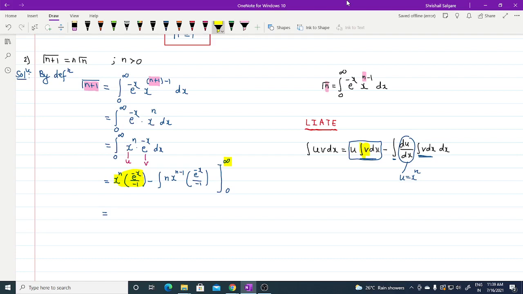Okay. So why are we getting 0? Because we have just seen that the value of e to the power minus infinity is 0. So when you substitute this infinity here, you will get e to the power minus infinity. That means the evaluation of the upper term is 0 minus the evaluation of the term at the lower limit. Yes, when you substitute x is equal to 0, what will be the evaluation?